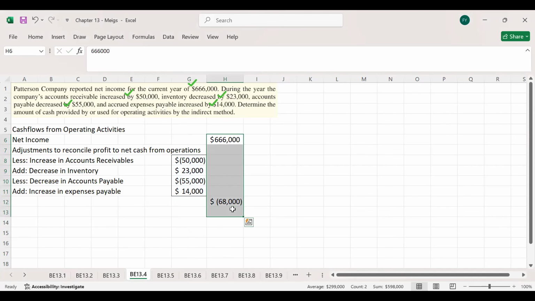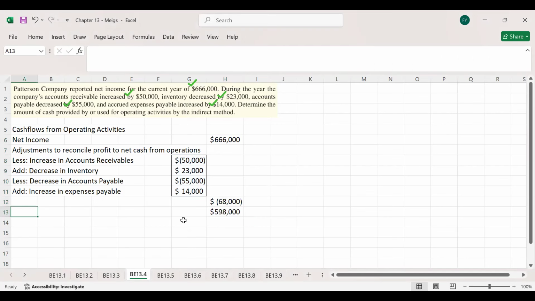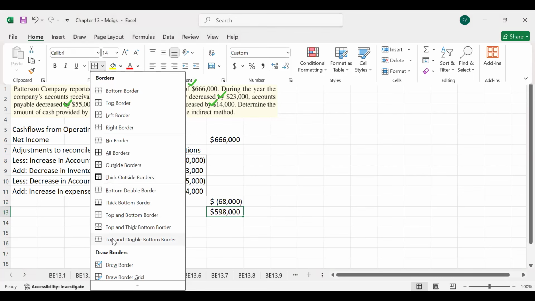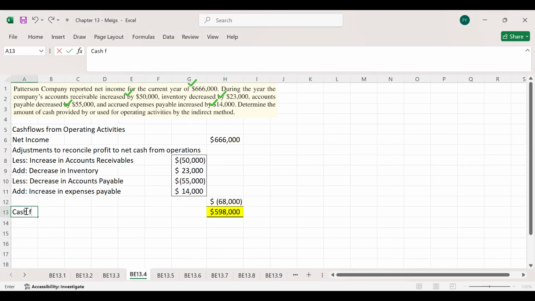So when we add it from net income, the total cash provided from operating activities is $598,000. So this is the final answer, which is cash provided from operating activities. So that's it for this exercise.